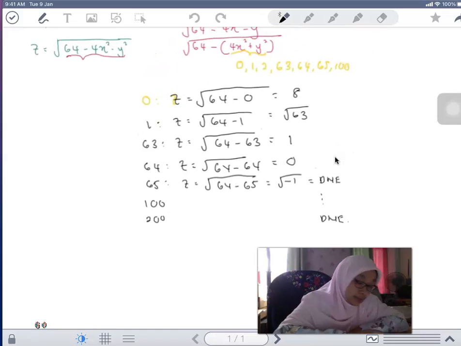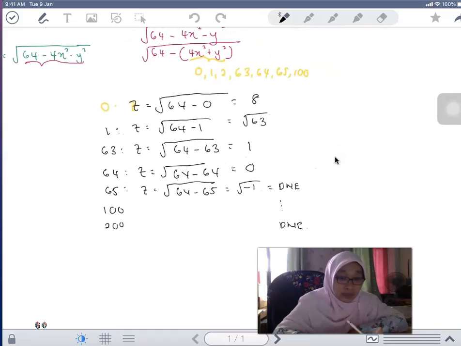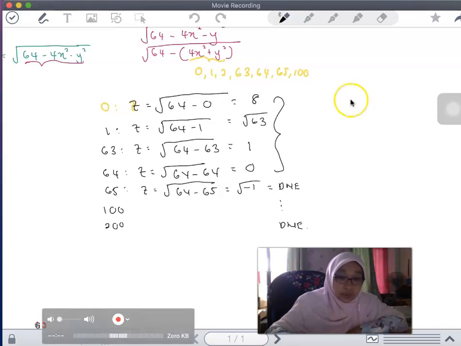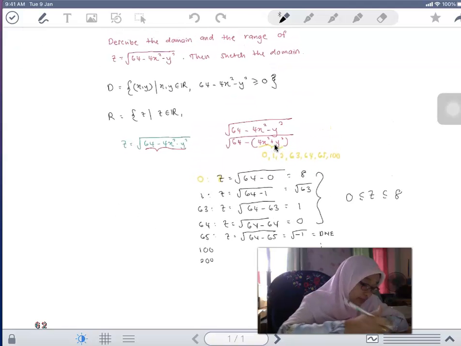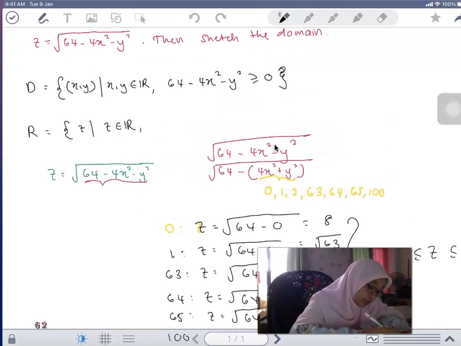Okay, as we discussed in the previous example, we only want the value of z to be a real number. So those are the only possible values of z that we can have. So we obtain that z only lies between 0 and 8. So that is the interval of z. Then you can put the interval into your answer here.